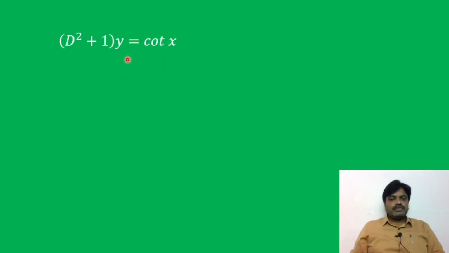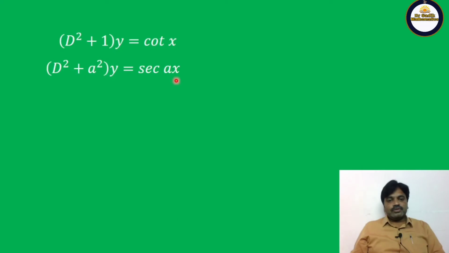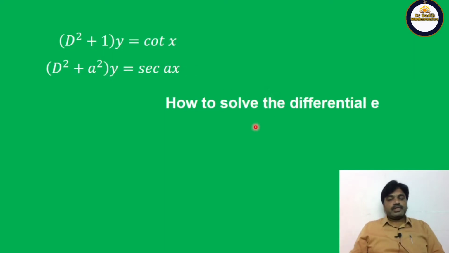D square plus 1 of y is equal to cot x, D square plus a square of y is equal to secant ax. Now whenever you observe cot x and secant ax, which is the suitable method for such type of problems, and how to solve such type of differential equations.